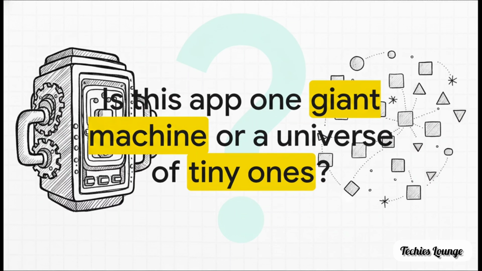So, the next time you use your favorite app and a cool new feature just appears out of nowhere, you'll know what might be happening behind the scenes. And you can ask yourself, am I using one giant clunky machine, or am I interacting with a whole universe of tiny, specialized machines, all working together in perfect harmony?